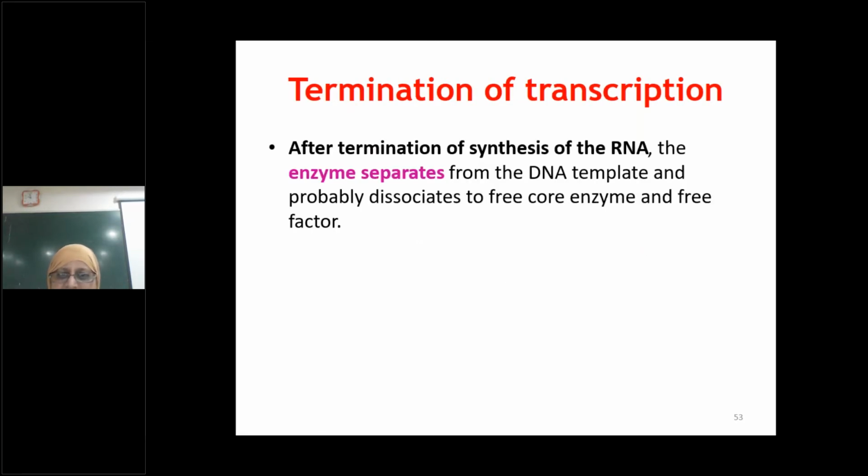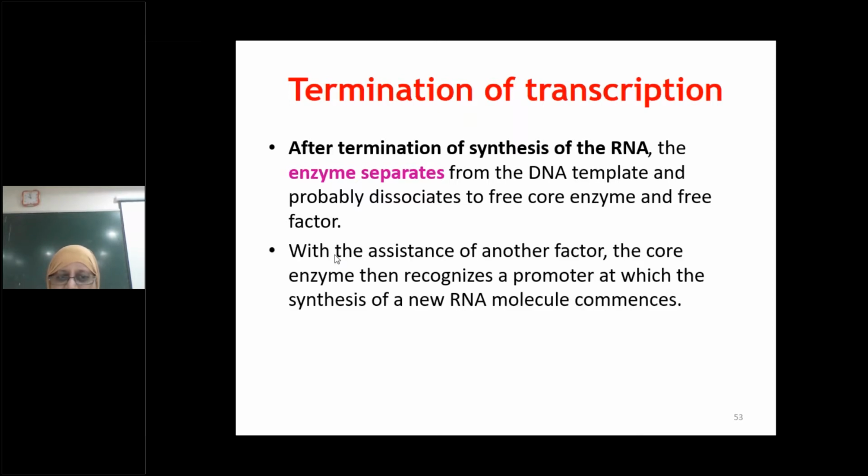So after termination of the synthesis of the RNA, the enzyme will separate from the DNA template and probably dissociate to free core enzyme and free factor. With the assistance of another factor, the core enzyme then recognizes the promoter at which the synthesis of a new RNA molecule commences. So with the finishing of one RNA strand, the enzyme will separate. Either it may remain a free enzyme, or with the help of another sigma factor, it will recognize some other promoter site and form a new RNA molecule.